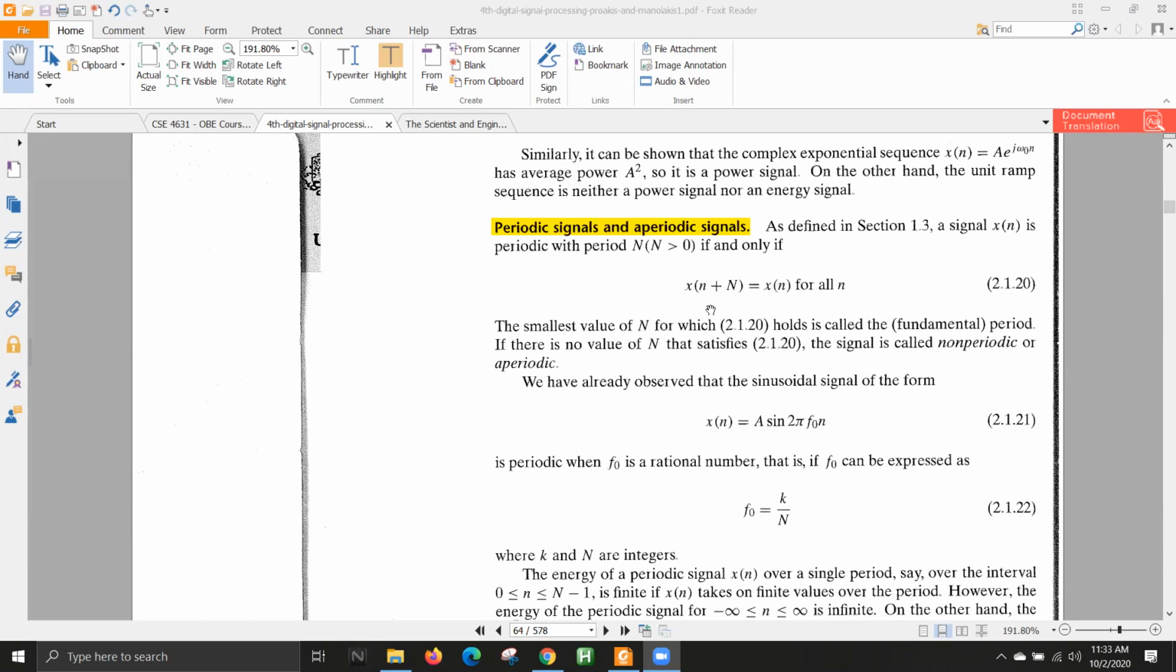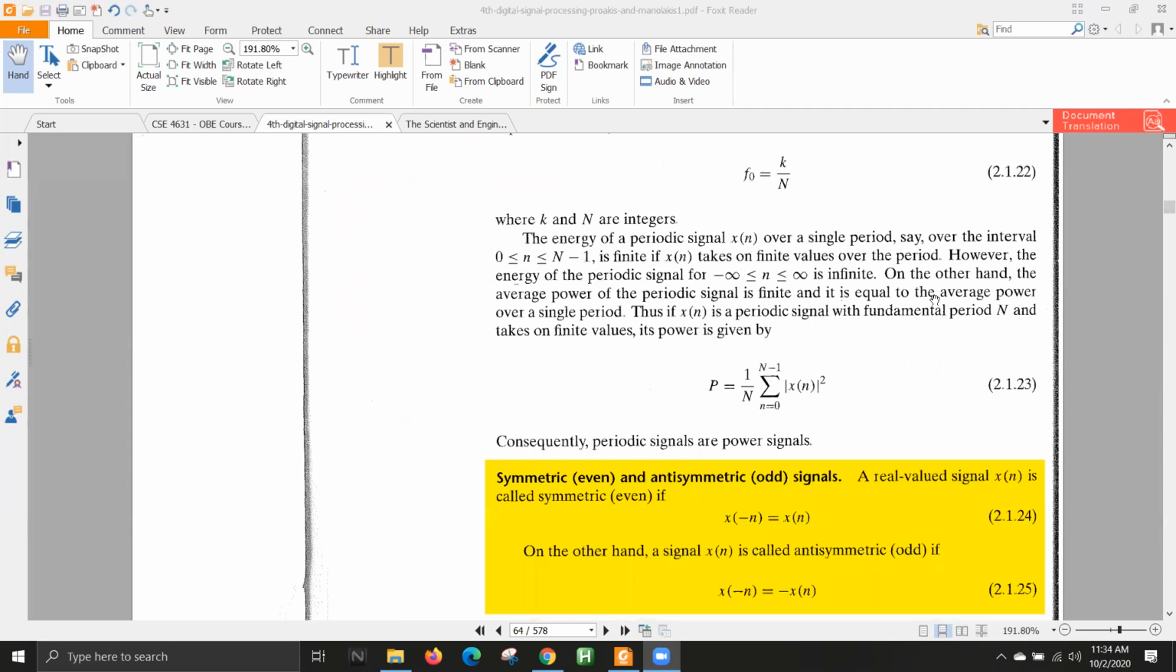And when you don't see that happen, that means when you cannot represent f naught as k by n, or in other words, if there is no single period after which the signal is seen to be repeating, that means it is happening completely randomly, at one time it is one way, at another time it is different, not following any particular pattern, that kind of signal is called an aperiodic signal. So this is just simple as that.